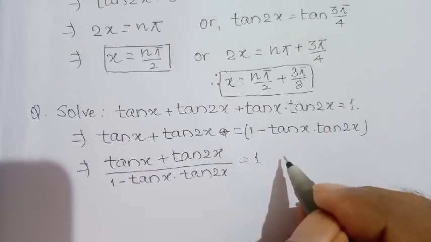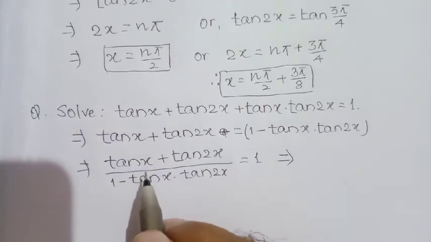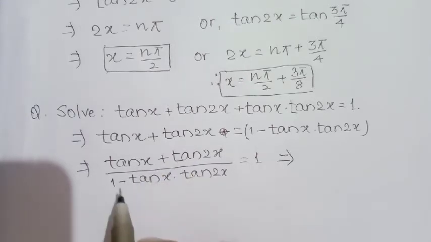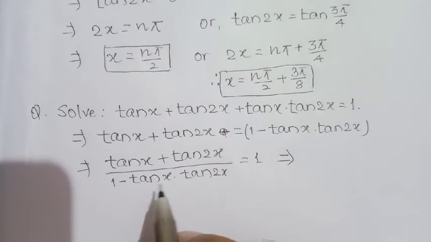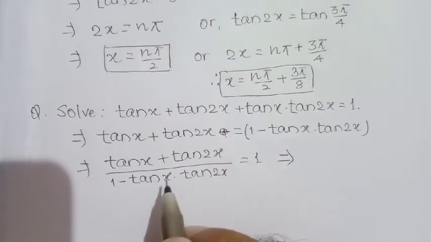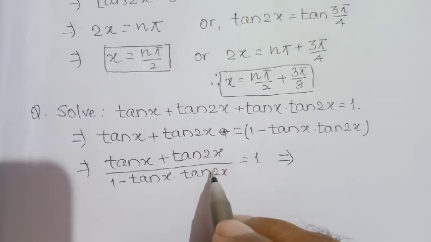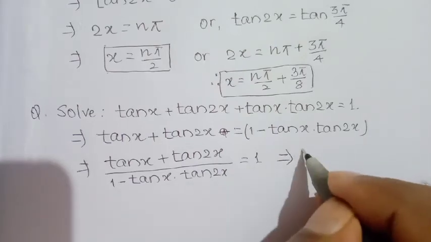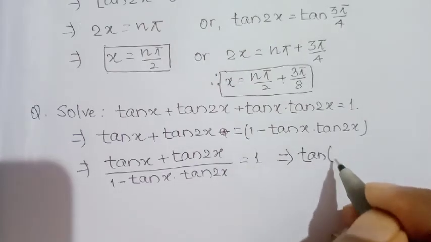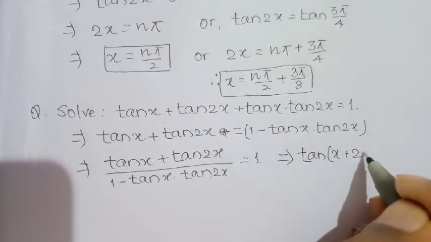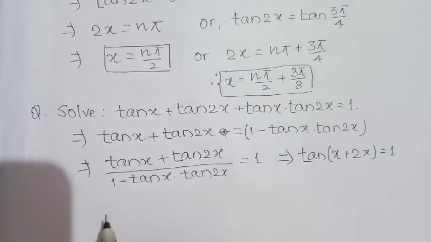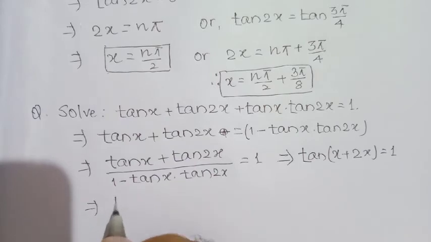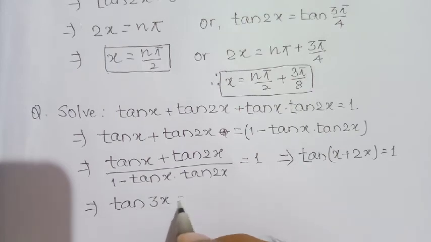So children, this left side, according to the formula of tan A plus tan B divided by 1 minus tan A into tan B, should be equal to tan of x plus 2x, which is equal to 1. Further, tan of x plus 2x means tan 3x is equal to 1.